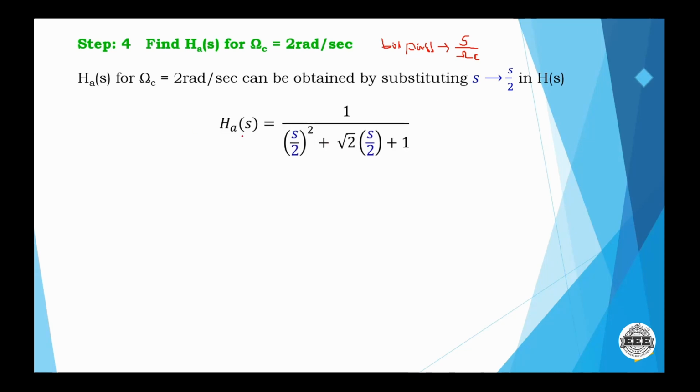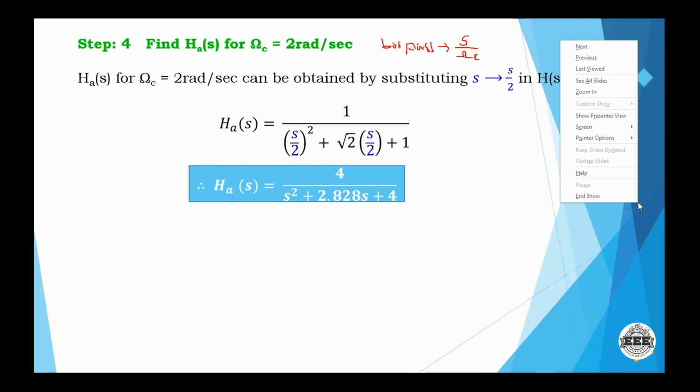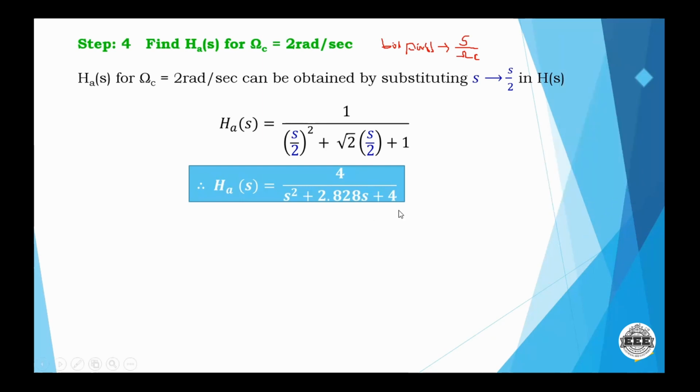So we substitute in HA of S. Instead of S, we substitute S by 2. Then simplifying that, we get HA of S equal to 4 by S square plus 2.828 S plus 4. So this is HA of S. We have designed the Butterworth filter HA of S.